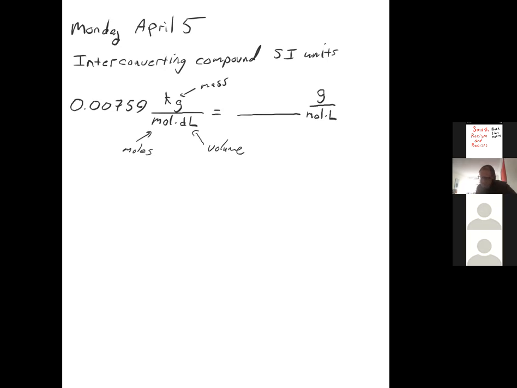So in a sense, there's density in there, right? You've got mass over volume, which is density, but you also have these mole units in there. What they want you to do is convert the kilograms in the numerator into grams. The moles are the same, so there's no conversion there, but they want you to convert deciliters into liters. So I'm going to write out a couple of conversion factors.